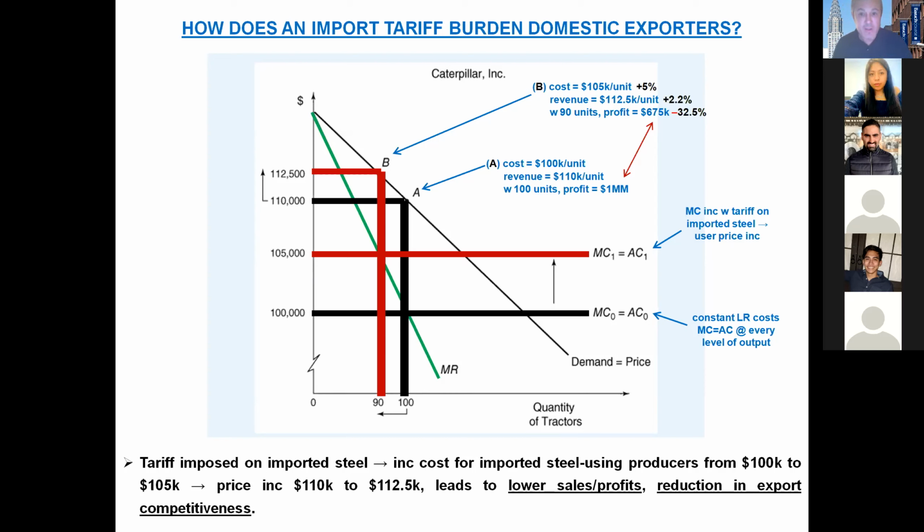Okay. Any questions here on this chart about Caterpillar? Yeah, I have just a general question. So obviously the idea of a tariff on imports is to help domestic producers. But what the chart shows us is it actually hurts the domestic producer. Is there any evidence in any situation that a tariff on an import actually helped a domestic producer?